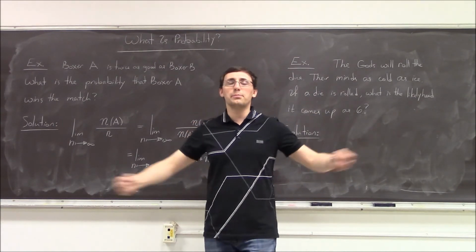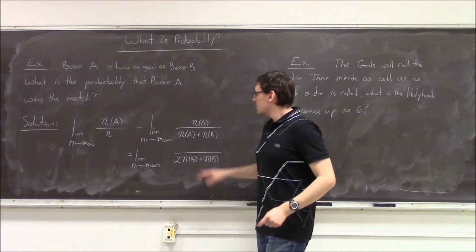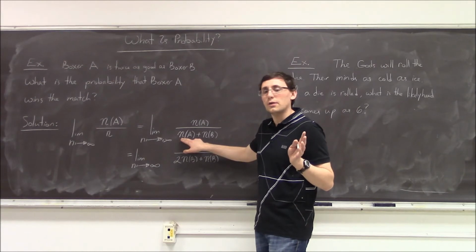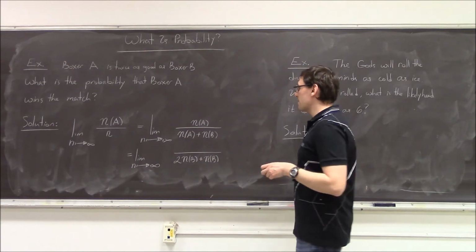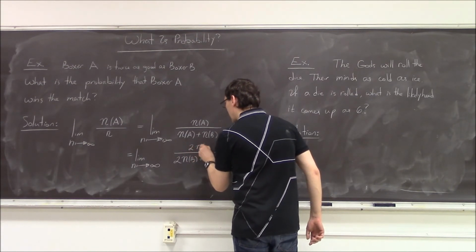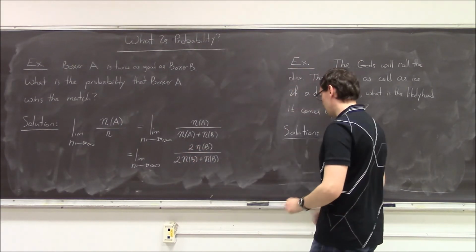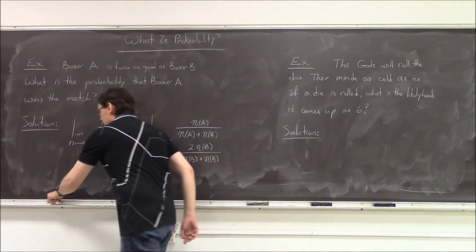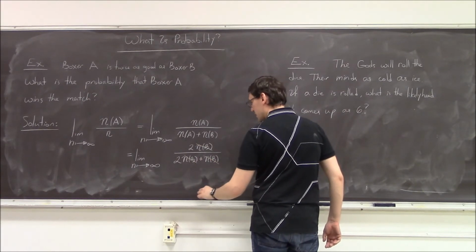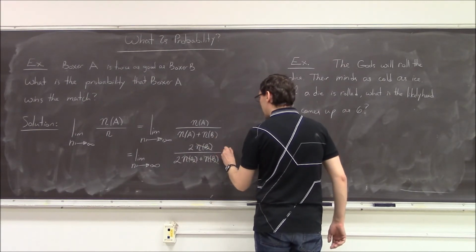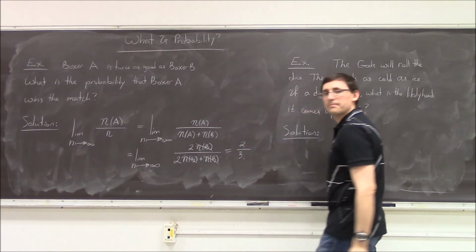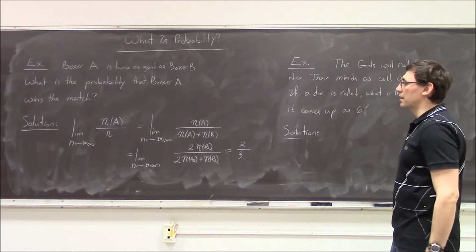So imagine if they played 1,000 rounds. So let's say they played 3,000 rounds. You imagine that 2,000 of those rounds were won by boxer A. So on the numerator, I also write 2 times the number of times we have B. Now, you can see that I can cancel out this number, and what am I left with? I am left with 2 divided by 3. Yes? 2 divided by 3.